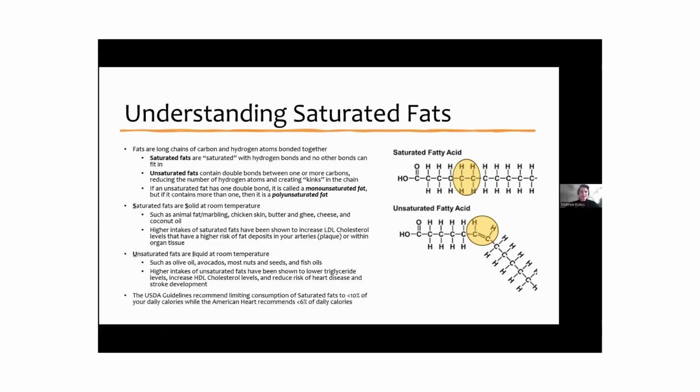So based on the most recent USDA guidelines, they recommend limiting the consumption of saturated fats to less than 10% of your daily calories, while the American Heart Association takes a little bit harder line and recommends less than 6% of our daily calories. And so I did some of that mental math. For, we'll say, an average 2,000 calorie diet, less than 10% of our daily calories turns out to be 22 grams of saturated fat per day. And for the less than 6% for that 2,000 calorie diet, that turns into 13 grams of saturated fat per day, which doesn't sound like too much, right?